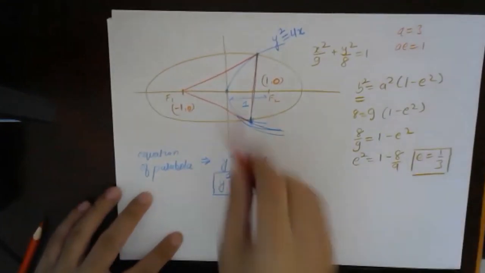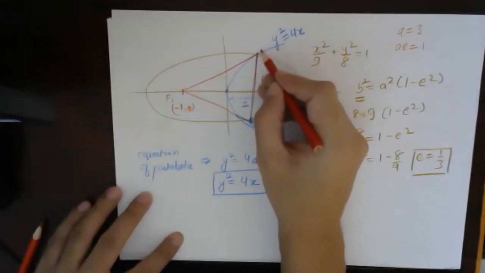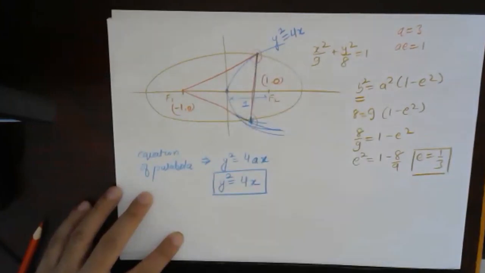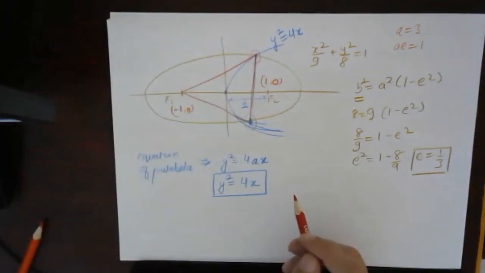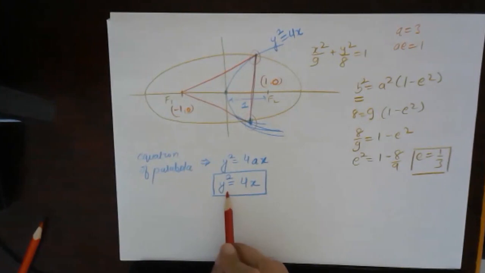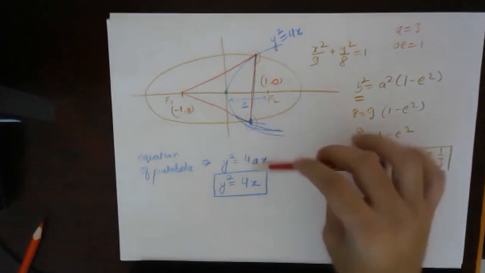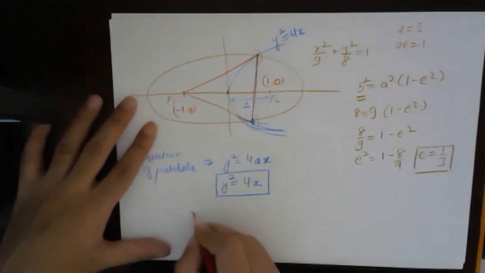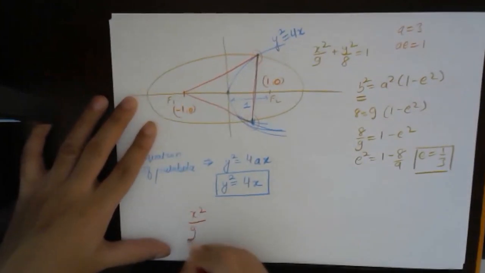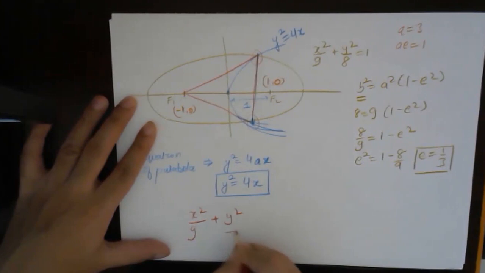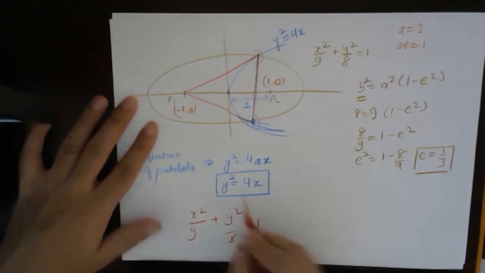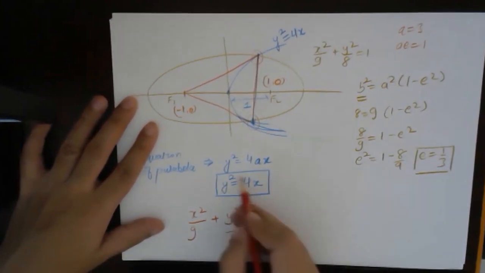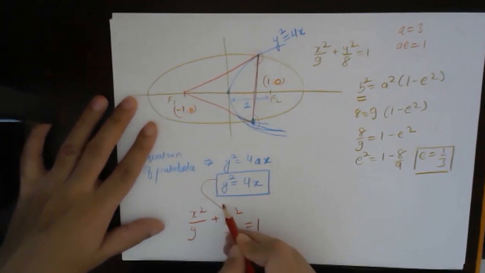Okay. Fine. So now we just have to find these 2 points, right? Now how can we find these 2 points? By equating the equation of the parabola and the ellipse. So we have x square by 9 plus y square by 8 equals 1, and we have y square equals 4x. So we can substitute this y square in this equation.